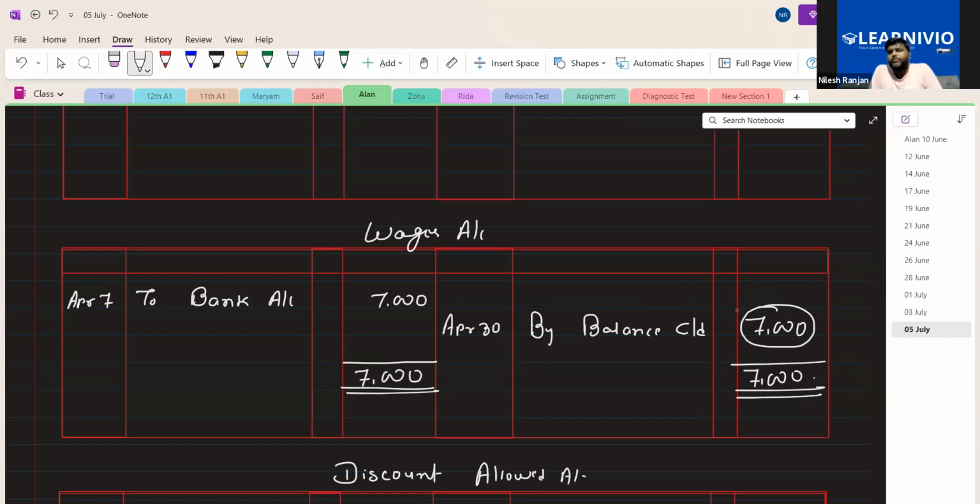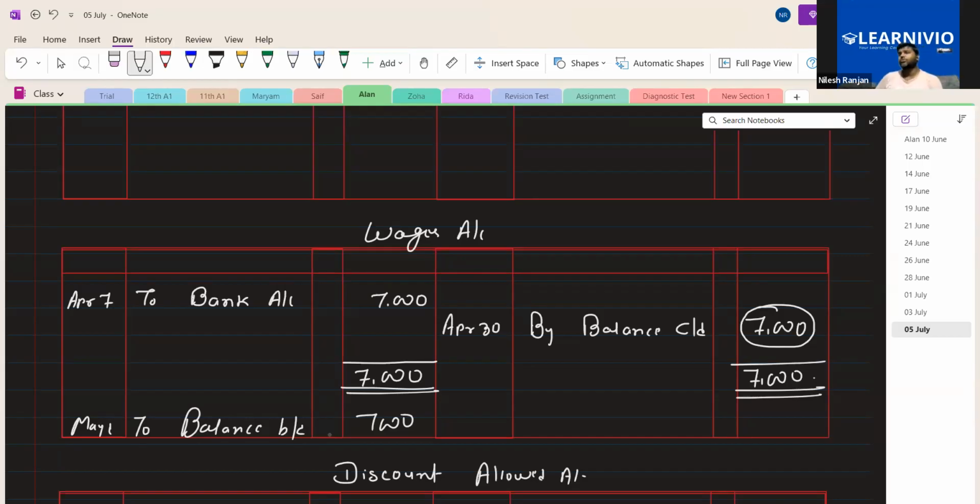In every month there will be some expenses. It will be carried down here again. Think about it. On May 1st, you will write to balance B/D 7,000, and in May, if there are any wages, they will be added to this. So that's why we carry forward. Sir, but my doubt is why it is not brought down.